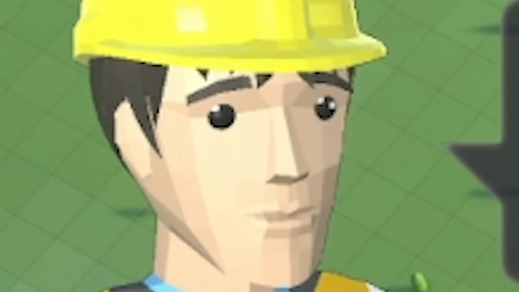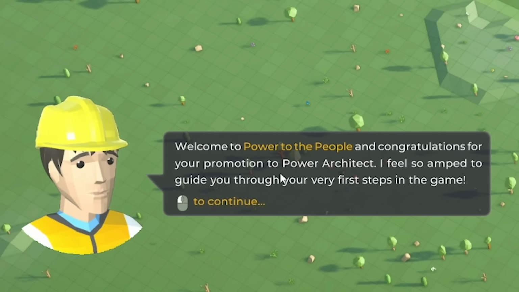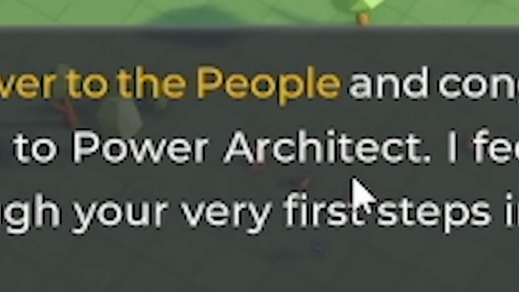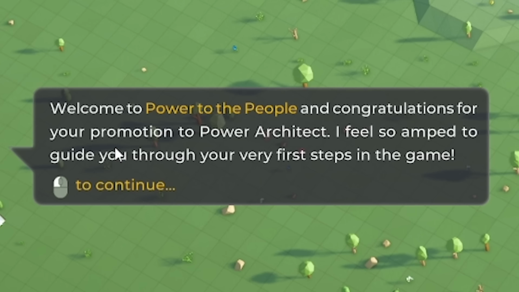Pretty much looks like me before I grew my beard. Welcome to Power to the People and congratulations for your promotion to... What? Wow, this game is harsh. They really put you at the bottom rung of the ladder. Or not even that. They put you under the ladder. And he has the cheek to call it a promotion. I don't know what I was before.